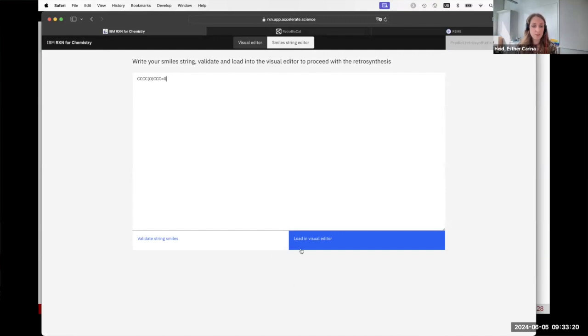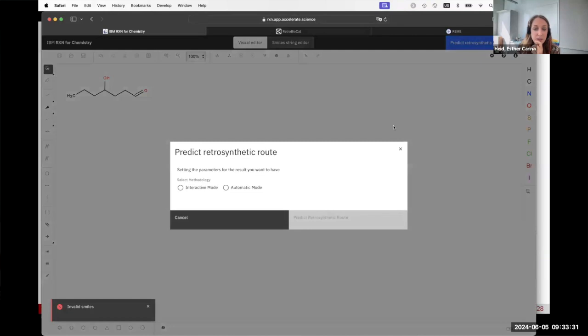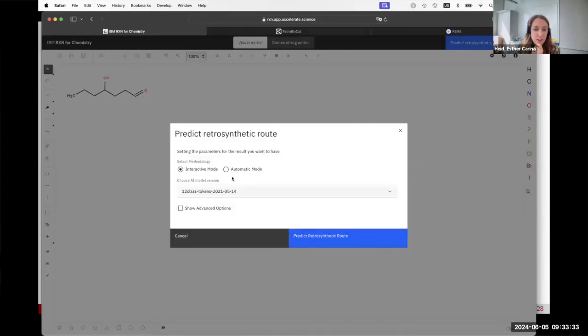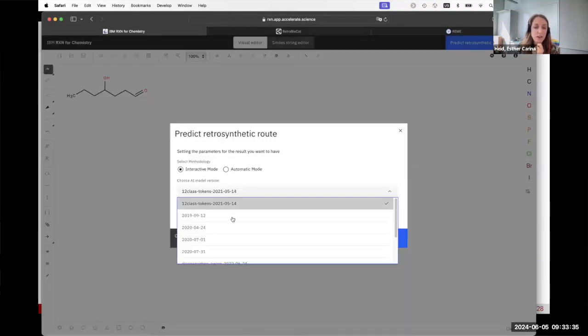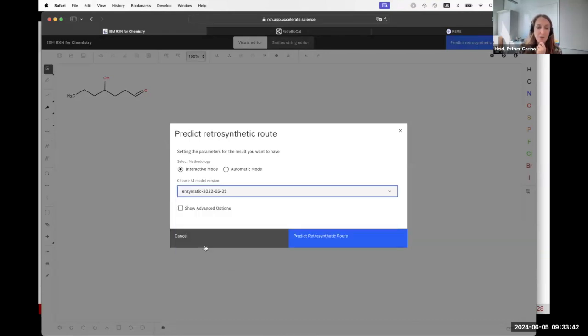For example, this. You can load this. This is complaining because I did a 0 instead of an O. And then we can click predict retrosynthesis mode. I'll click on interactive, but you can also do automatic. And if you scroll down and you click on enzymatic 2022, that is based on EnzyMap, which is really exciting. So this is the official IBM model.